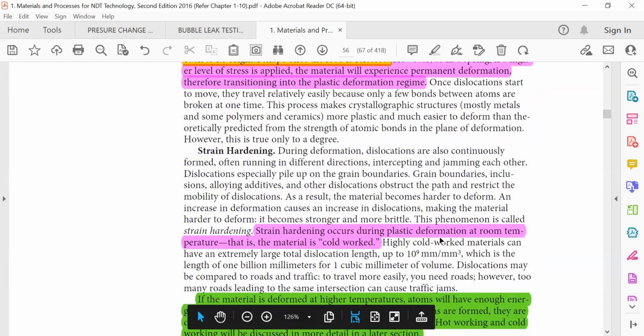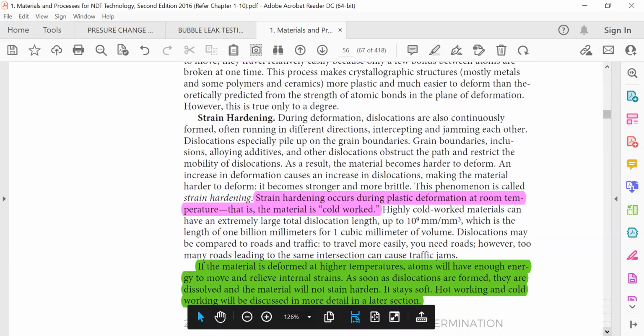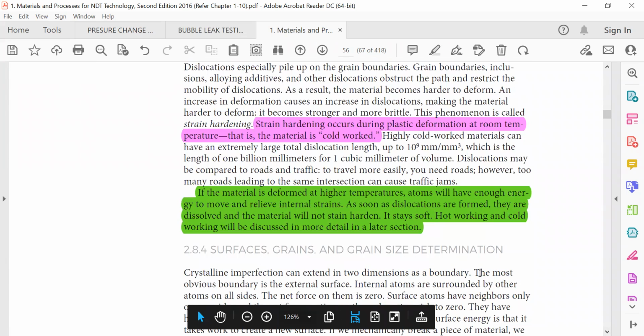Strain hardening occurs during plastic deformation at room temperature, that is, when the material is cold worked. Strain hardening means it will take a little more load before fracture.